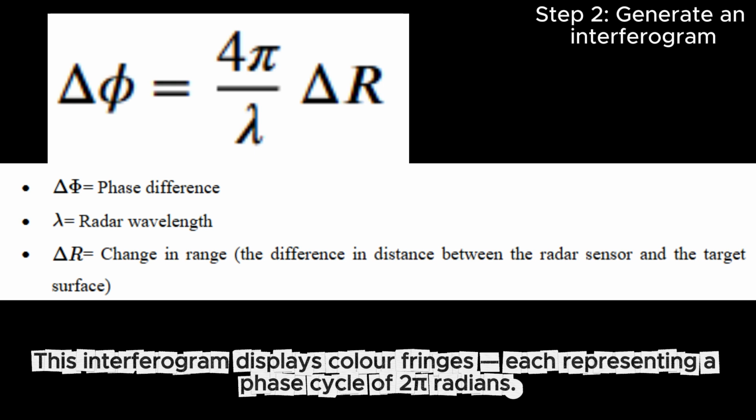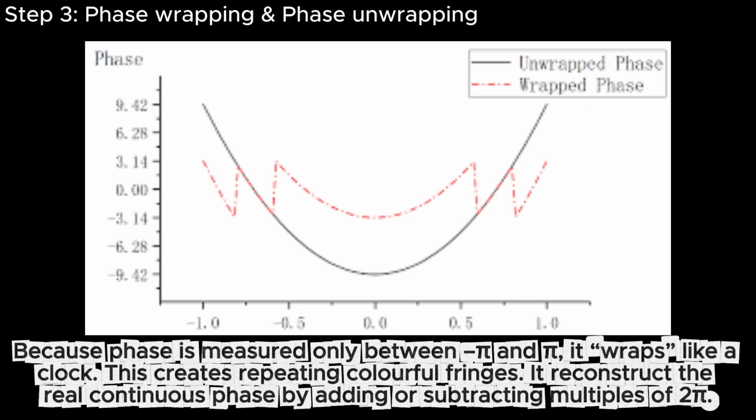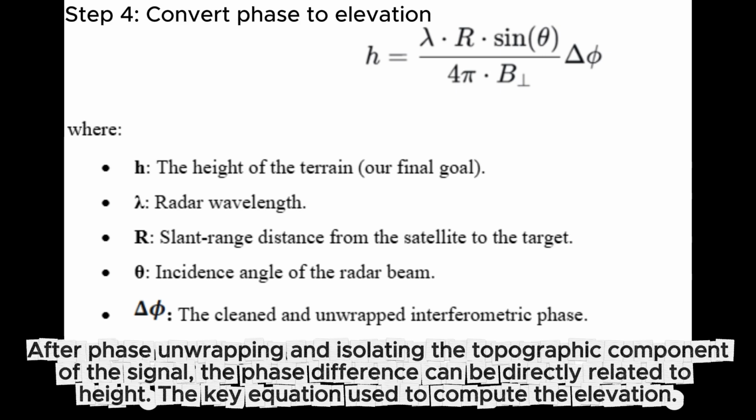This interferogram displays color fringes, each representing a phase cycle of 2π radians. Because phase is measured only between -π and π, it wraps like a clock. This creates repeating colorful fringes. Phase unwrapping reconstructs the real continuous phase by adding or subtracting multiples of 2π. After phase unwrapping and isolating the topographic component of the signal, the phase difference can be directly related to height, the key equation used to compute the elevation.